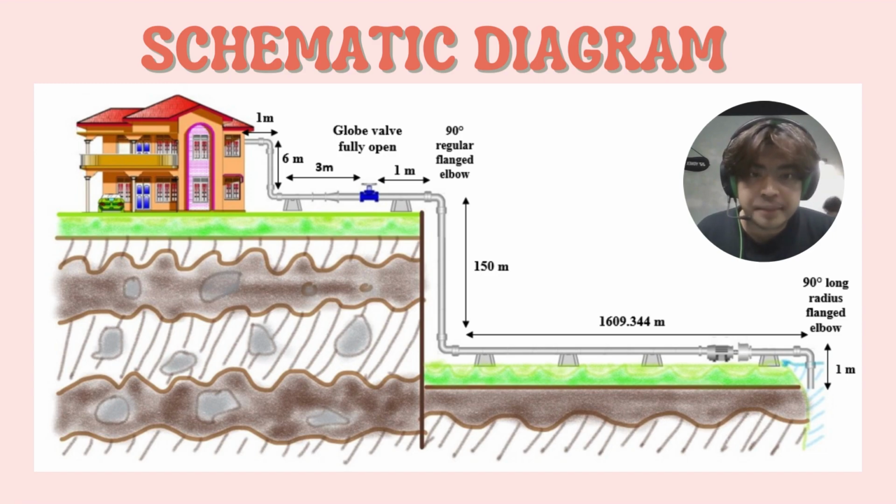So this is our schematic diagram for the project. As you can see here, we are using globe valves, some pipes here, and some pumps to take the water from the pond and deliver it to the bungalow.